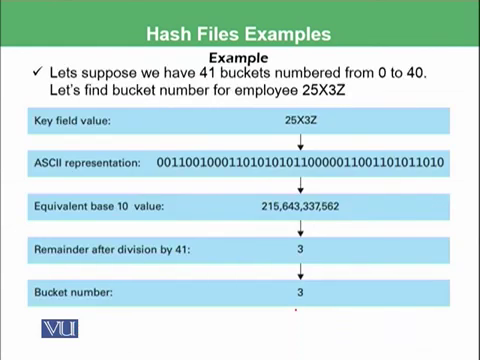Let's suppose we have a key value of an employee. Normally employees don't have values of 1, 2, 3, 4. So the key value, or the employee identification number, is 25X3Z. One method to reach the bucket number is to take this number and find the ASCII of its characters: the ASCII of character 2, then 5, then X, then 3, then Z. So there are 5 characters.